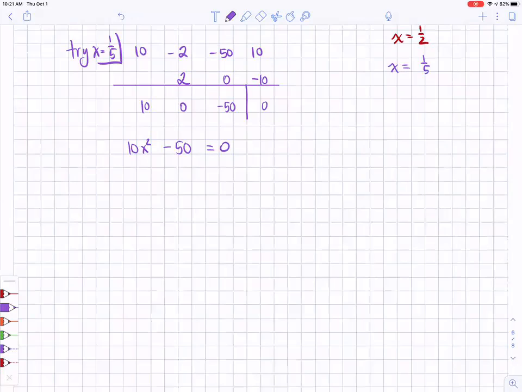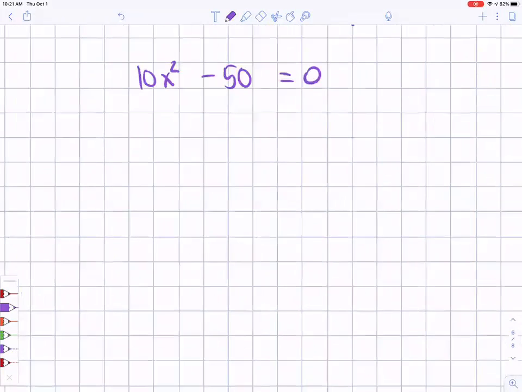What method would you choose to solve your quadratic? I would totally go with the square root method, because there's only 1 x there. I can get that 1 x by itself. Okay, so you're going to add 50, divide by 10. That'll give you x squared equals 5. And then what will I do? Square root both sides. So I'll have x equals.